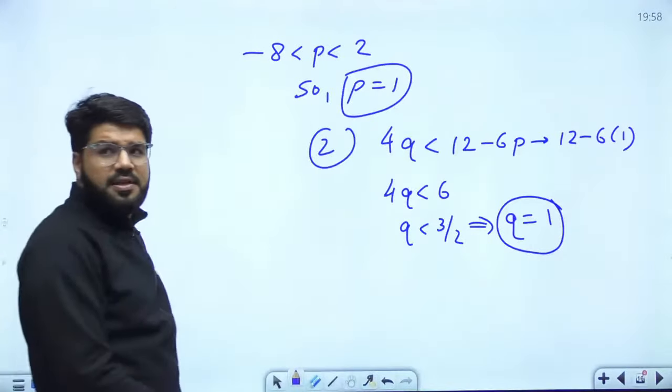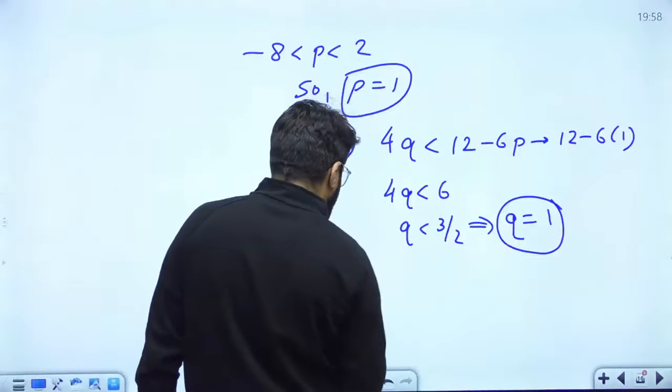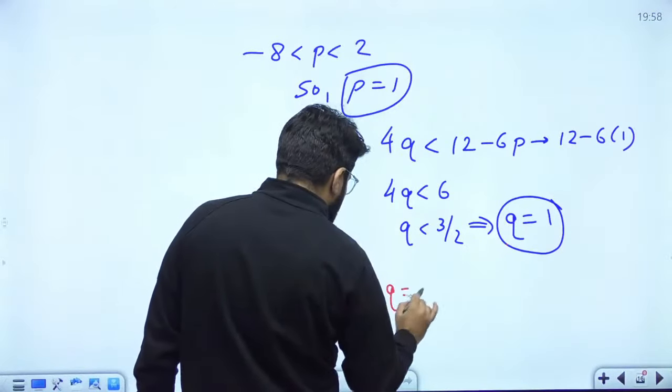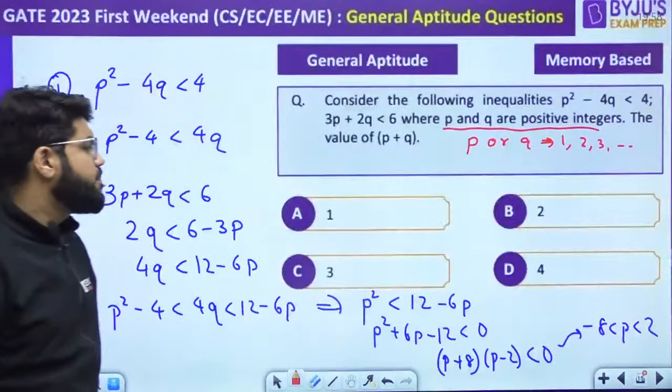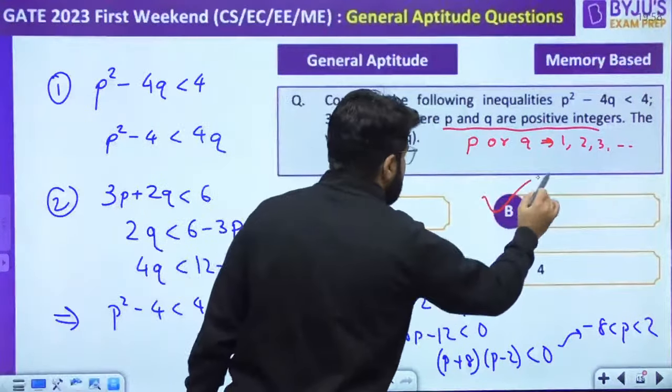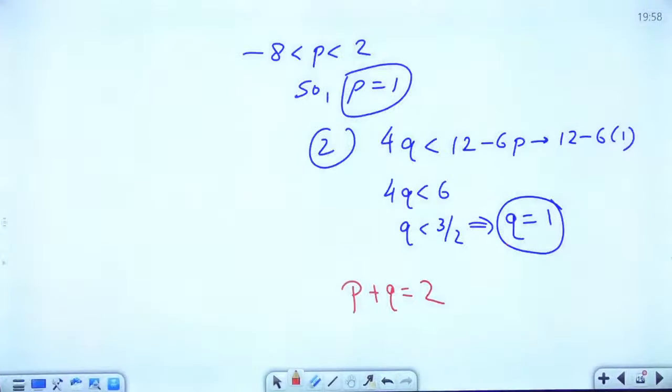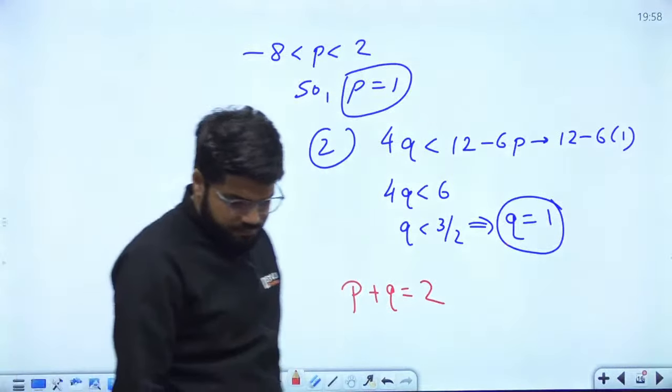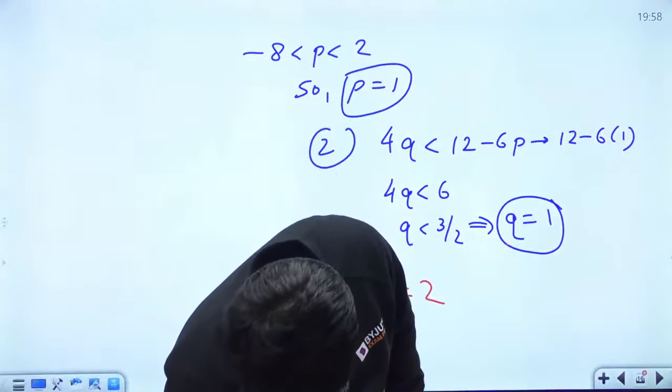Okay, so what is the answer now? Sir, P plus Q has to be 2. P plus Q has to be 2. The correct answer is option number B. P plus Q has to be 2. Clear hai? Done hai.